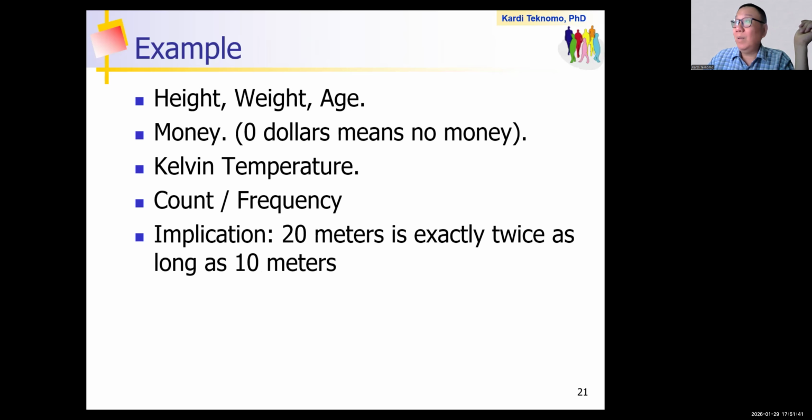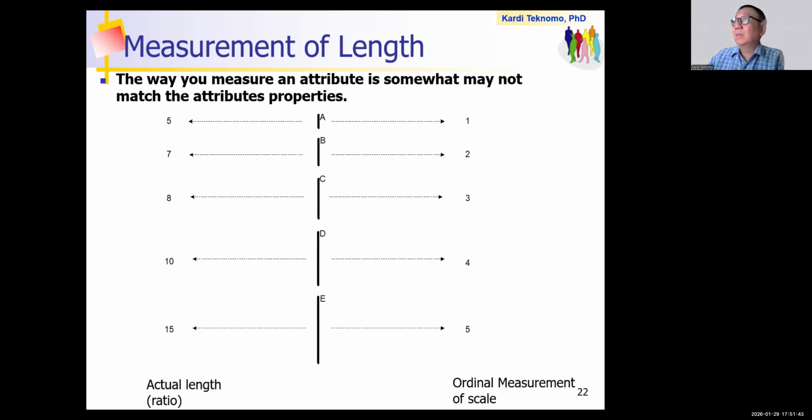Okay. Now, this bar represents the actual length in ratio. Say, for example, 5, 7 millimeters, 8 millimeters, and so on. But when you put them into an ordinal scale, they now become 1, 2, 3, 4, 5. So I will give you another example.